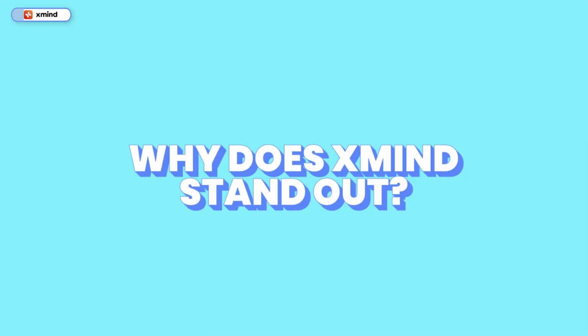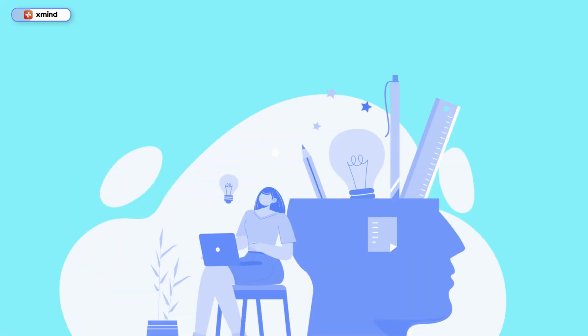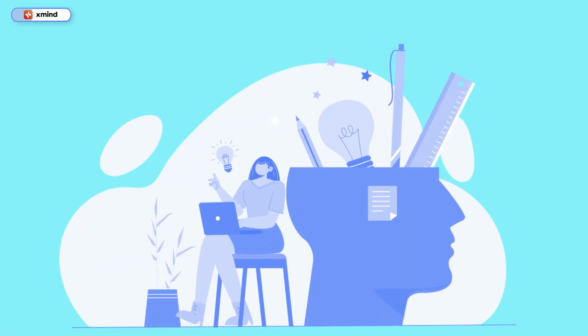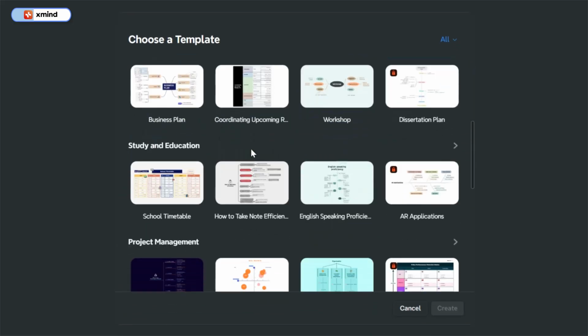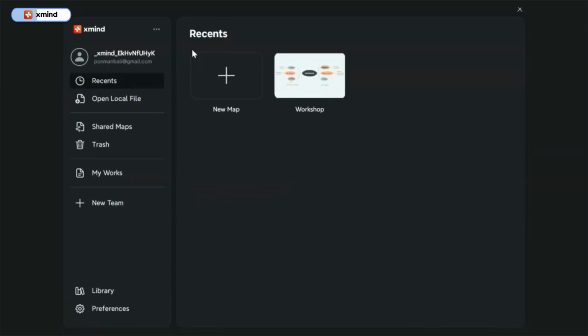Why does Xmind stand out? First off, it offers a variety of mind mapping styles, including logic charts, tree diagrams, and fishbone structures, so that you can organize your thoughts in different ways. As soon as you log in, you're greeted with over 30 templates to choose from. Xmind feels very polished and offers plenty of customization options, making it great for structured organization.